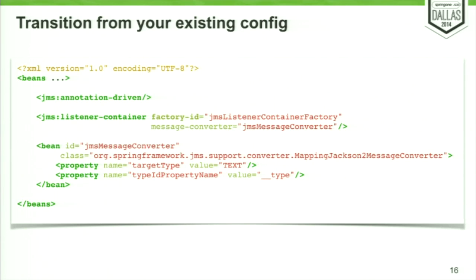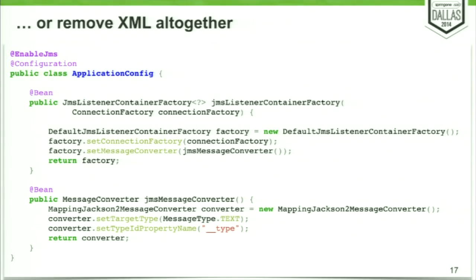If you don't like XML and you still want to have, let's say, nice config support for JMS-based listeners, you can also remove XML and switch to Java config with an obvious @EnableJms, probably something that you would expect. And that config is actually showing what's happening behind the scenes with the XML counterpart.